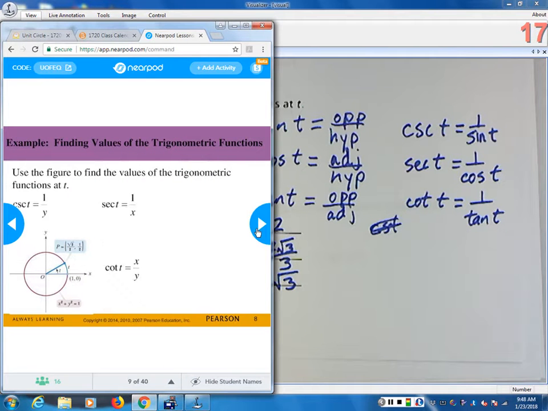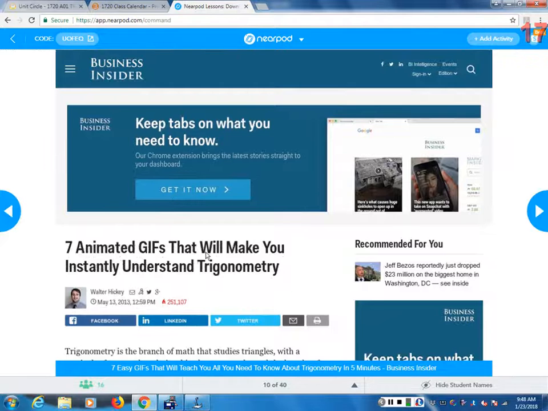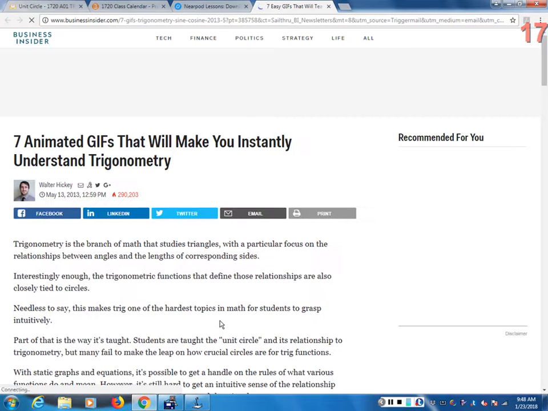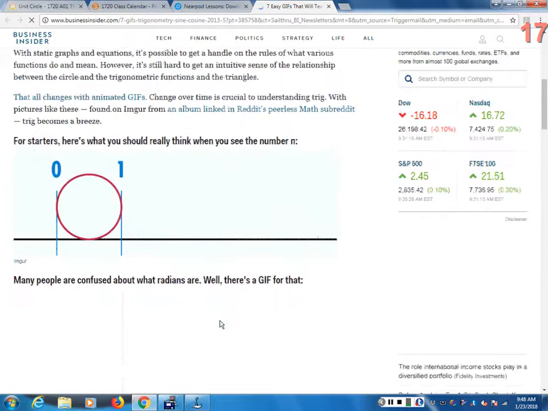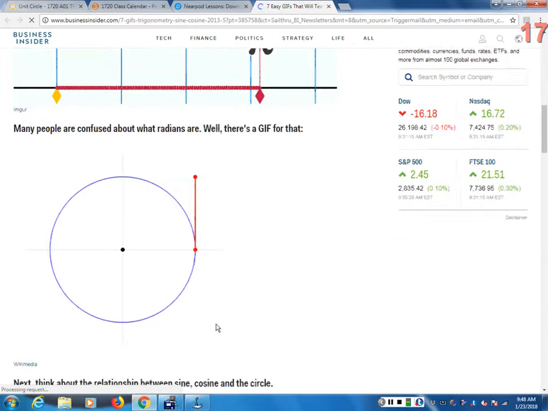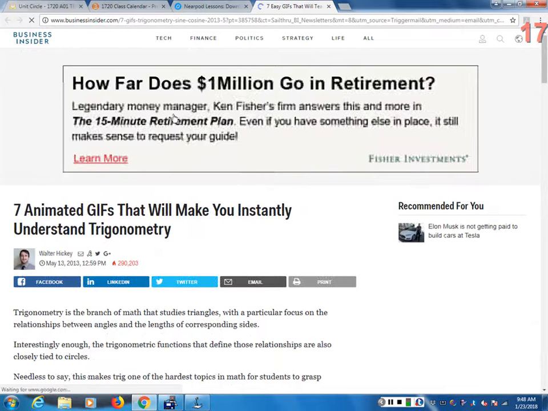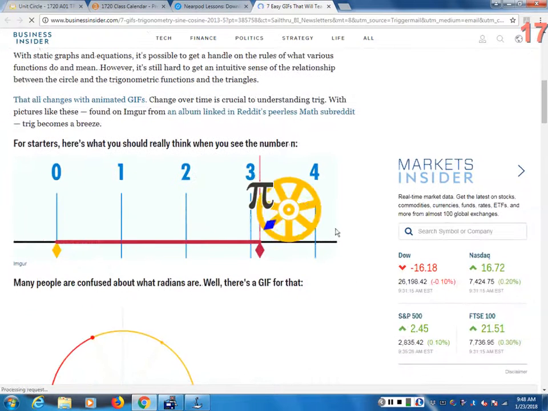So the slideshow goes through all this. Okay. This is a little thing. Let's see. 7 animated gifs that will make you instantly understand trigonometry. So you have to click on this blue box. Comes up. And so this is showing, here's what you think when you see the number pi. So you can copy this link. It's Business Insider, 7 gifs.